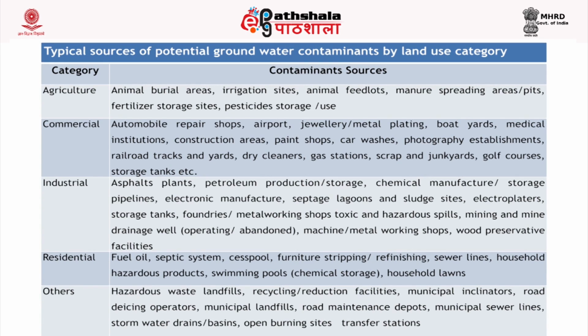And industrial activities include petroleum production, chemical manufacture, storage pipelines, seepage lagoons, sludge sites, electroplating, etc. They also contaminate groundwater. The various residential activities like septic system, cesspool, furniture stripping, refinishing, sewer lines, household hazardous products, swimming pools, etc. and other hazardous waste, landfill, recycling, reduction facilities, municipal incinerator are the chief sources of groundwater pollution.